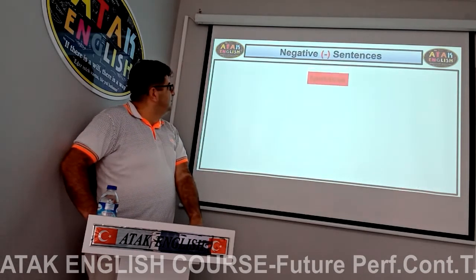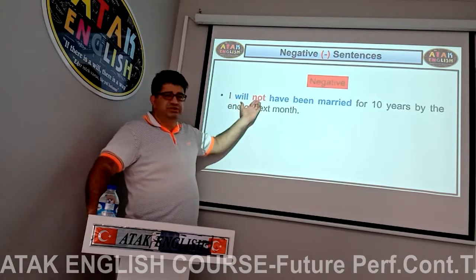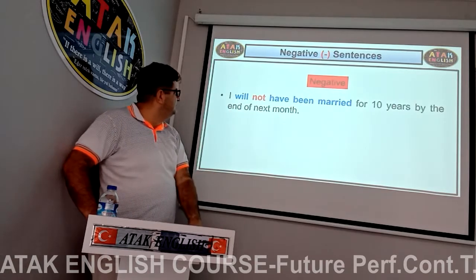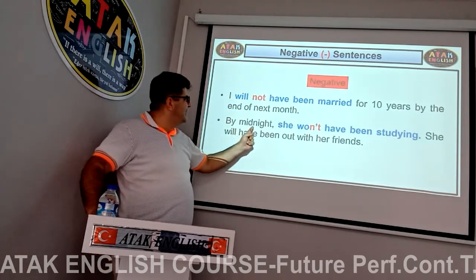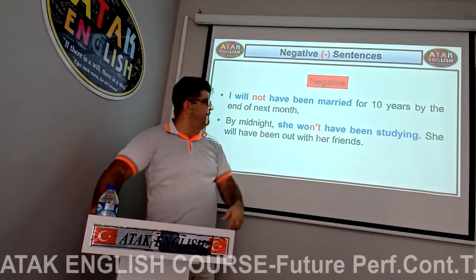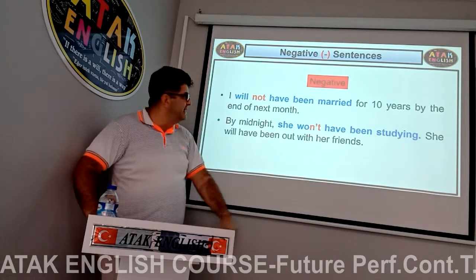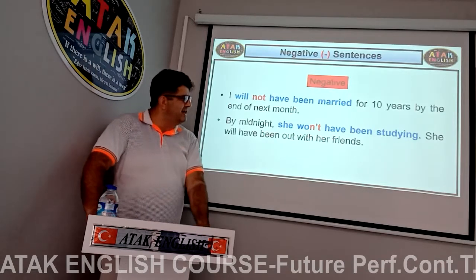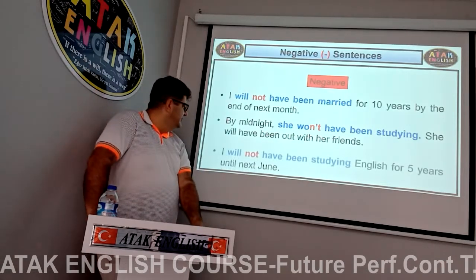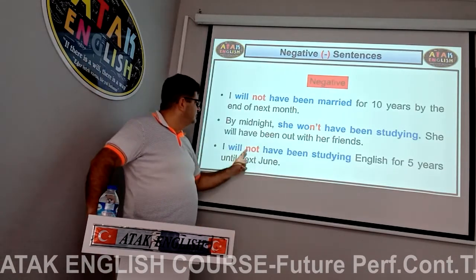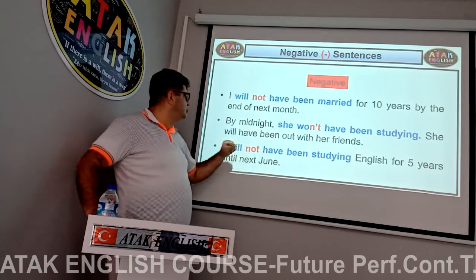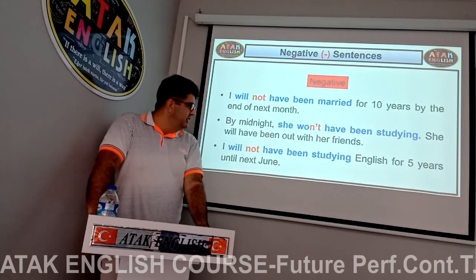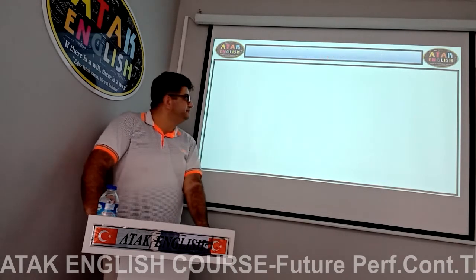Let's see negative form. Well, basically we're just going to put not. I will not have been married for 10 years by the end of the next month. By midnight, she won't have been studying. Or I can also say she will not have been studying. She will have been out with her friends. And finally, I will not, or I won't have been studying English for 5 years until next June.